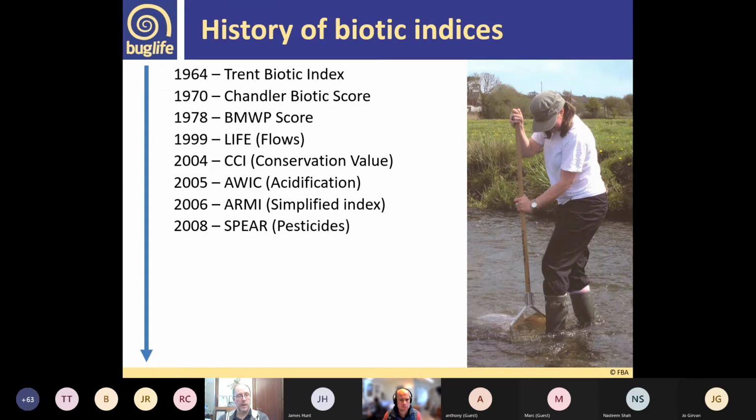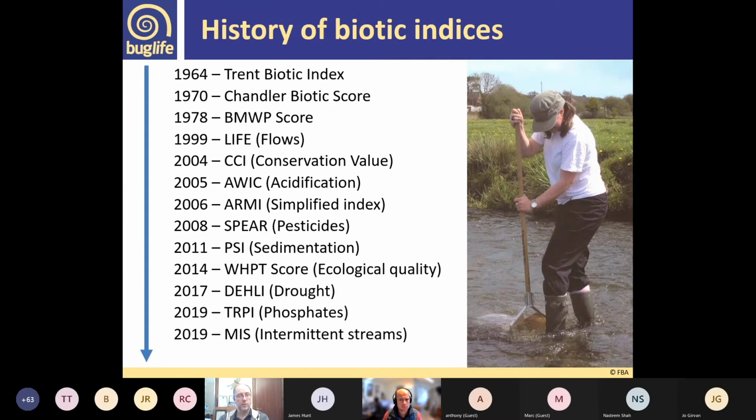Moving on from then, another set of new scores came out fairly recently now, the PSI, which looks at sedimentation. I'll come back to the WHPT score in a second. The DEHLI score, which was looking at incidence of drought, and the TRPI, which looks at phosphates. And then just recently, the MIST score, which is a particular index for intermittent streams and winterbournes.